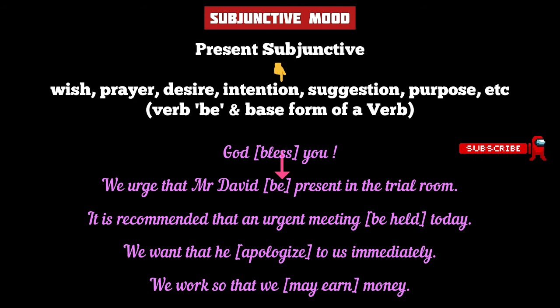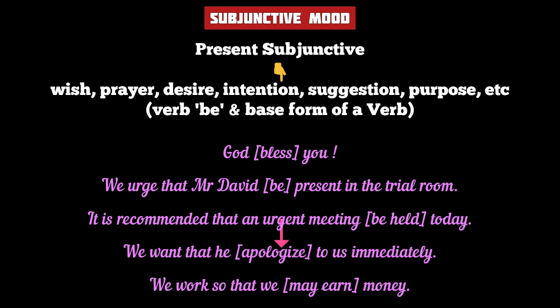Make no mistake, for verb be, we can only use "be" and not "am, is" or "are" in the subjunctive mood. "It is recommended that an urgent meeting be held today." In this sentence, the verb "be held" denotes a suggestion. Hence, it's in the present subjunctive mood in passive voice. In the next example, "We want that he apologize to us immediately." There is a wish or desire. So the verb "apologize" is also in the present subjunctive mood.